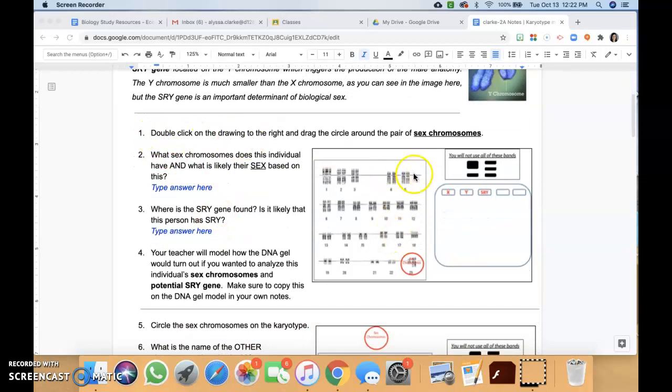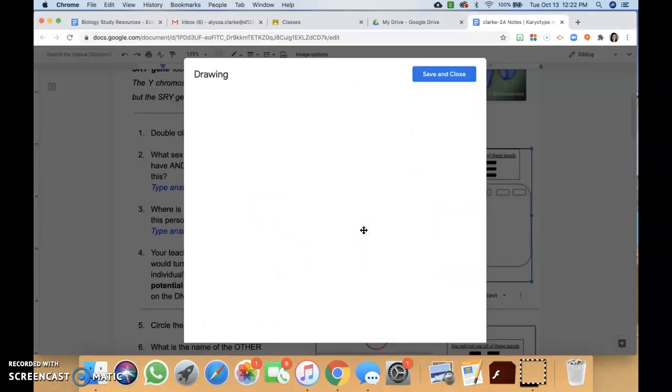Here's what we're going to take a look at. We are going to double click on the drawing here in a second, and we are going to try to identify the sex of the individual. It says what sex chromosomes does the individual have and what is likely their sex based on this. Where is the SRY gene found, and is it likely that this person has the SRY gene? So let's double click.